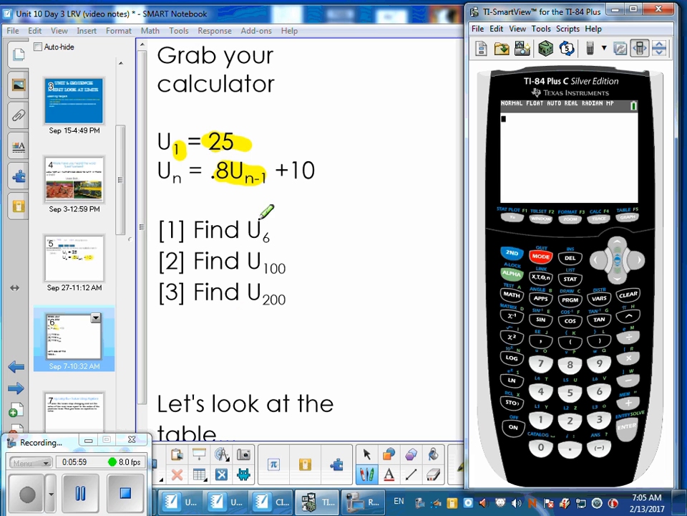Now I want you to find U6, U100, and U200. You could do that from your table, but it's a lot easier if you hit second 7 on your home screen and get the U. And I'm going to type U parentheses 6. That means U6. And that's going to give me a value. Then I'm going to hit second 7, 100. That's going to give me a value. And then I'm going to hit second 7 of 200.